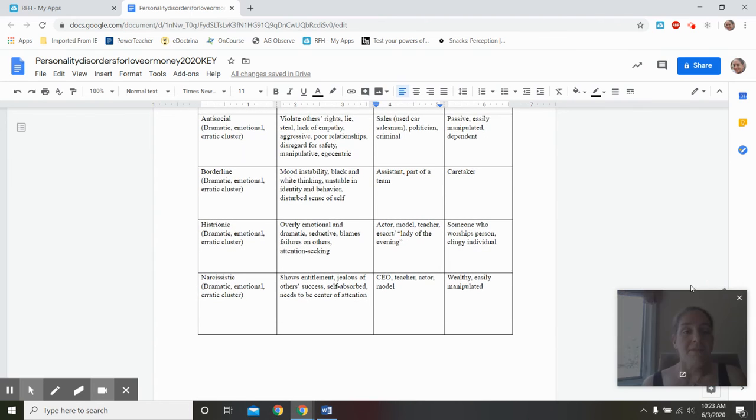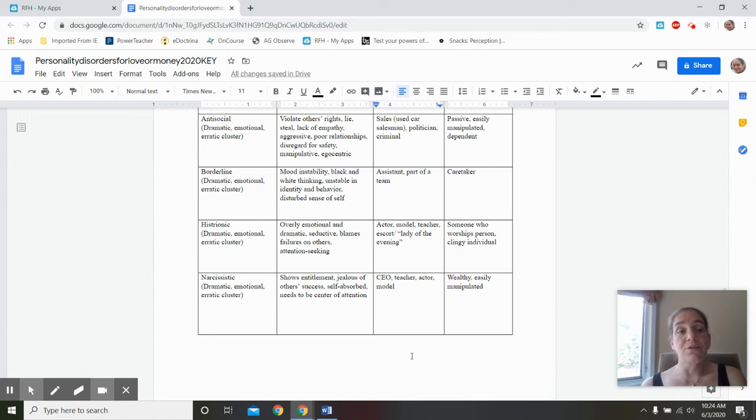All right. Then we get to kind of the most interesting type of cluster, I would say, that is portrayed pretty commonly in movies and TV and what have you. The dramatic, emotional, erratic cluster. Okay, so antisocial personality disorder, I don't want you to get confused. Okay, antisocial personality disorder does not mean that you don't like people. Antisocial personality disorder actually means that you are against society's values and laws. Okay, so you're against societal norms. So, in that way, you might violate others' rights, lie, steal, have a lack of empathy, be aggressive towards other people, have poor relationships, have a disregard for safety, be manipulative, and be egocentric.